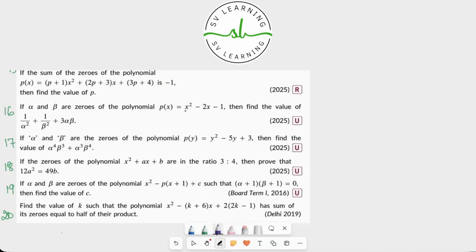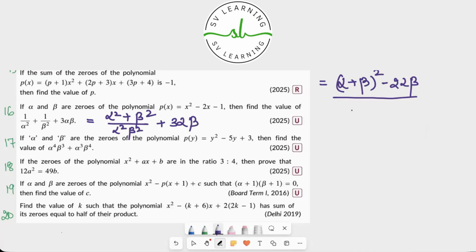16th one. Again, polynomial is given. And you have to find this time 1 by alpha square plus 1 by beta square plus 3 alpha beta. So I'll tell you the way out. So when you simplify the expression, what will you get here? Alpha square plus beta square by alpha square beta square plus 3 alpha beta, right? Or I can just write the numerator as (alpha plus beta) whole square minus 2 alpha beta. We have done this identity so many times. (Alpha beta) whole square in the denominator plus 3 alpha beta.